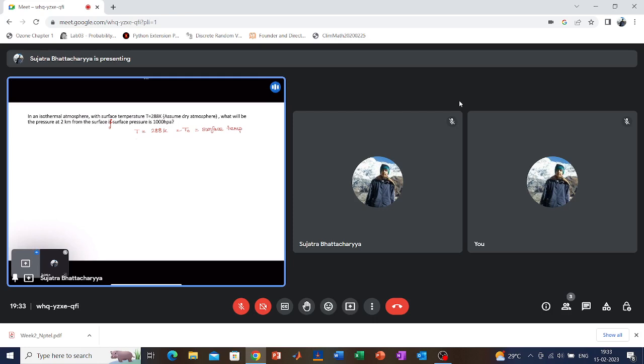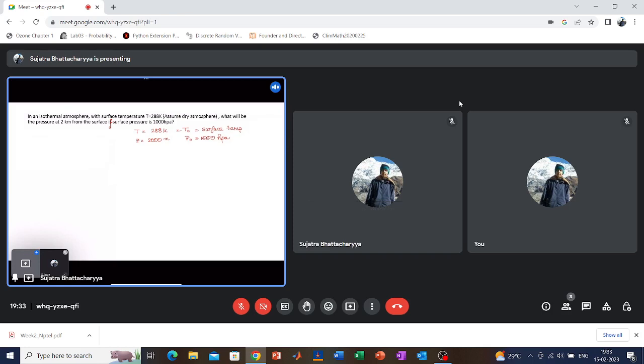We have to calculate at Z is equal to 2000 meters. Remember this conversion unit, 2 kilometers to 2000 meters, because everything is in SI units. And the surface pressure P naught is 1000 hectopascals. I will not convert into pascals because of a particular reason.